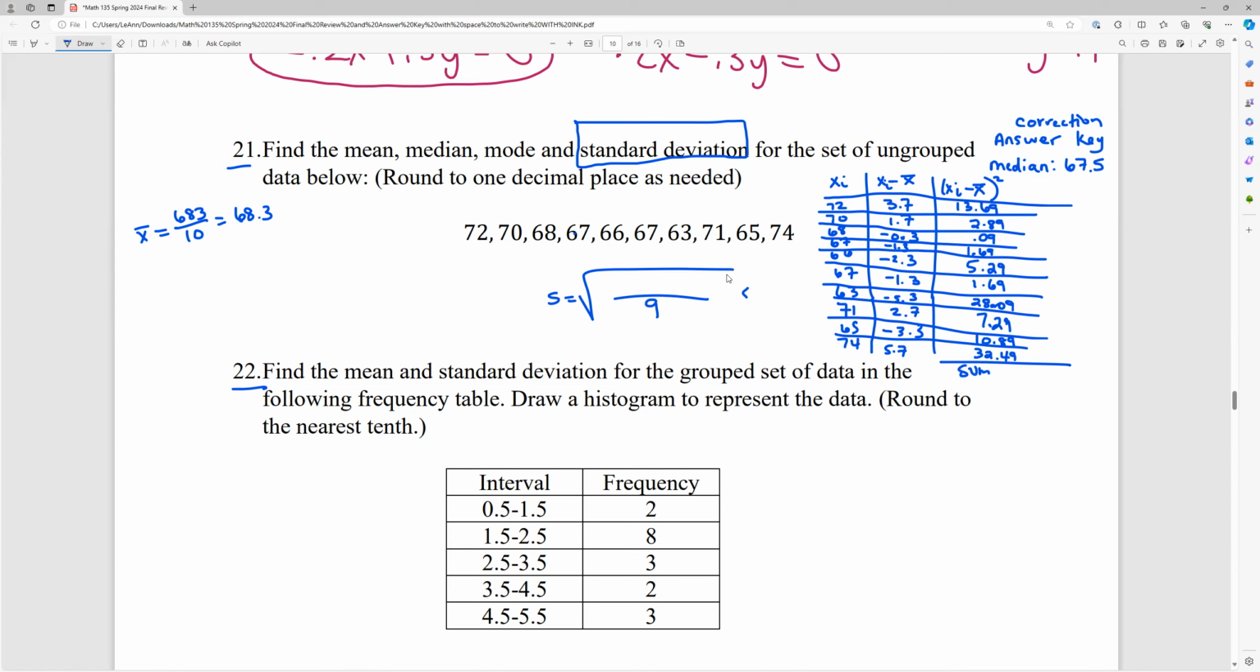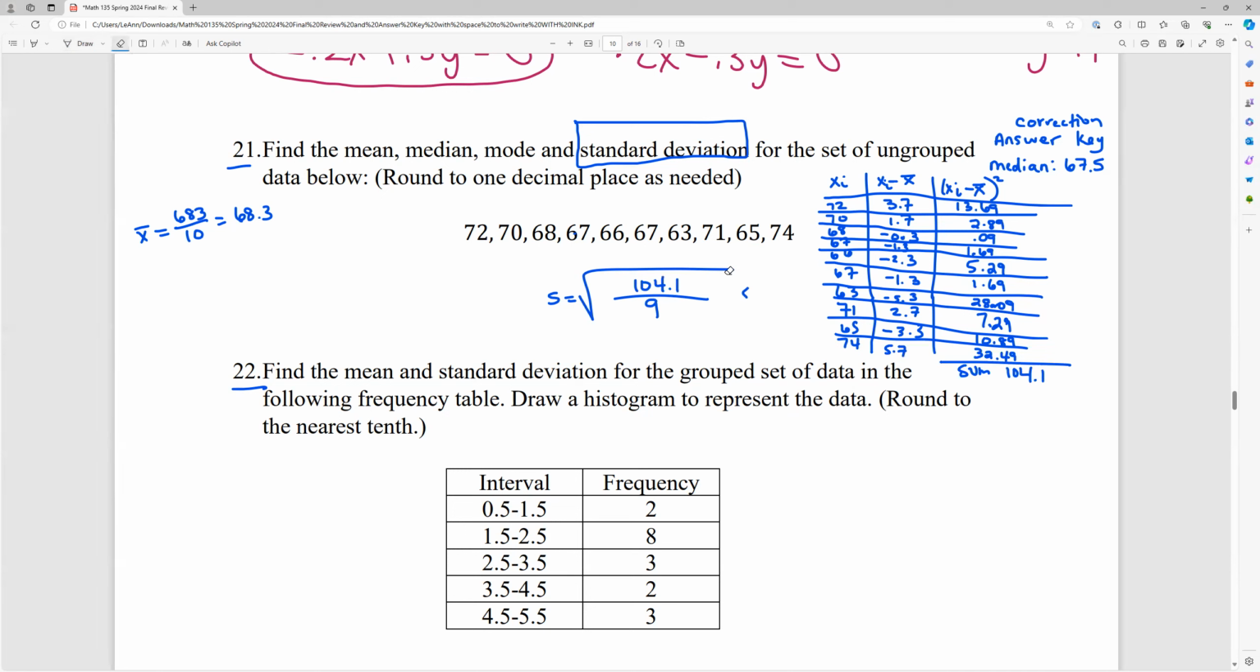When you're doing a list, you don't have to do anything else beyond the squaring part. So if you have all of your data, you just add these all up. So 13.69 plus 2.89 plus 0.09 plus 1.69 plus 5.29 plus 1.69 plus 28.09 plus 7.29 plus 10.89 plus 32.49. Okay, and that gives me 104.1. Now that is going to be my numerator in the formula for standard deviation.